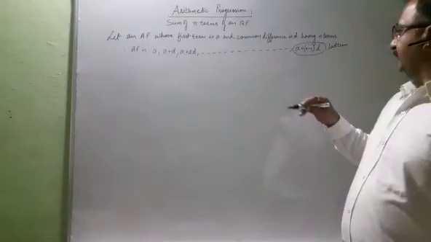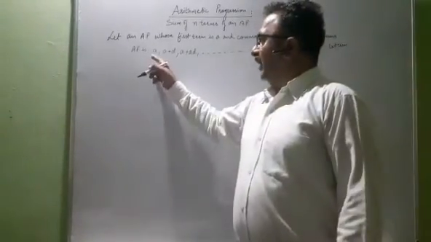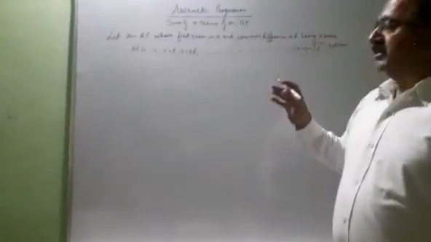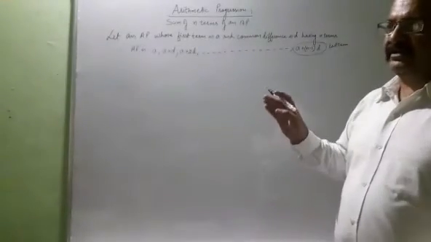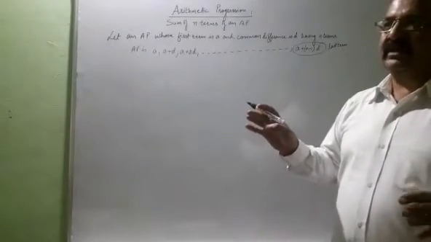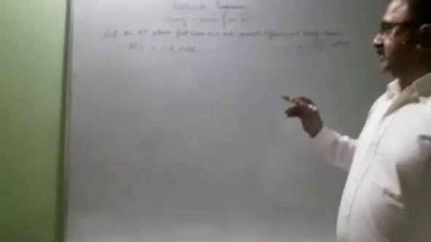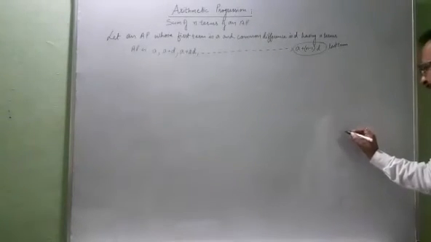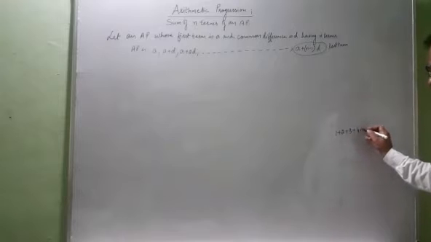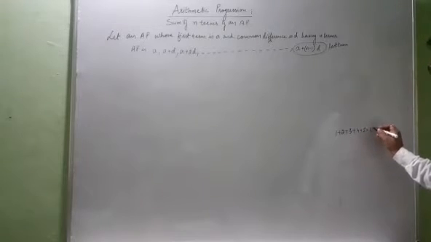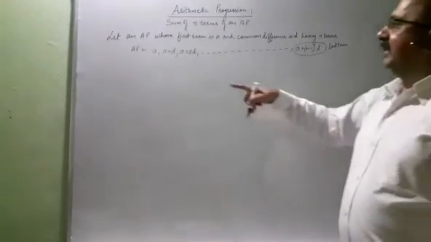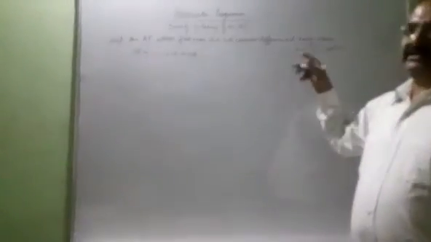Now, if you add this AP, then you get some answer. If you add some numbers, 4, 5, 6 numbers, then you get an answer. For example, if you add 1 plus 2 plus 3 plus 4 plus 5, you will get the answer as 15. Similarly, if you add all these terms of the AP, you will get some answer.